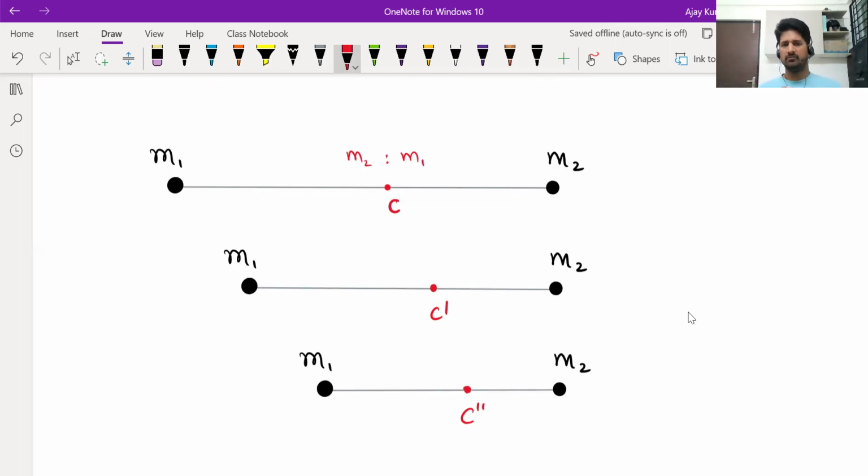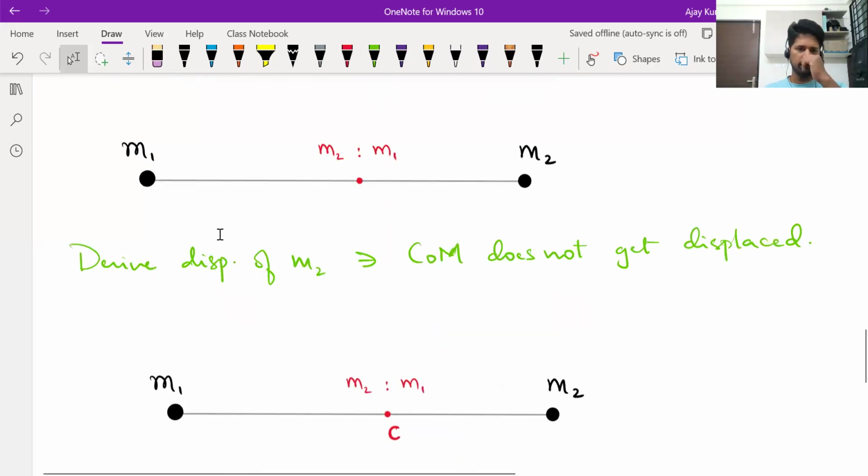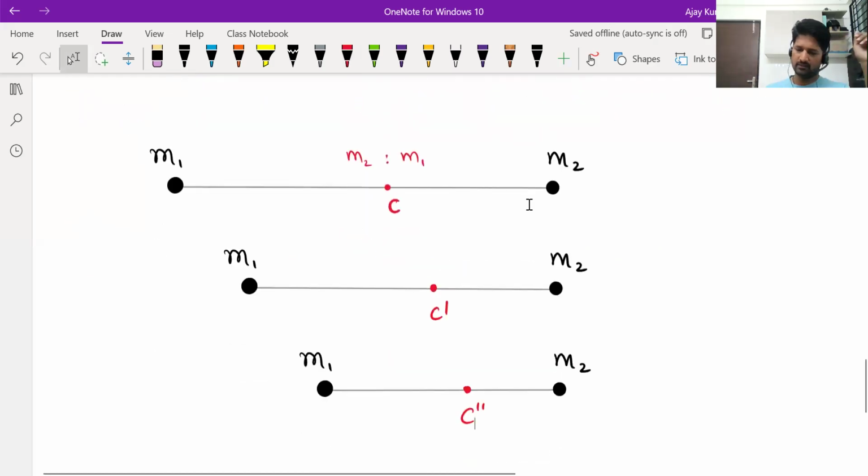And what we learnt about center of mass today is that it should divide the line joining them in a fixed ratio, the inverse ratio of their masses, m2 is to m1. So it should always maintain that ratio between them. Is this clear to all of you? Any doubt in this? Okay. So if one mass moves to the right side, the center of mass will move to the right. A little bit it has moved.